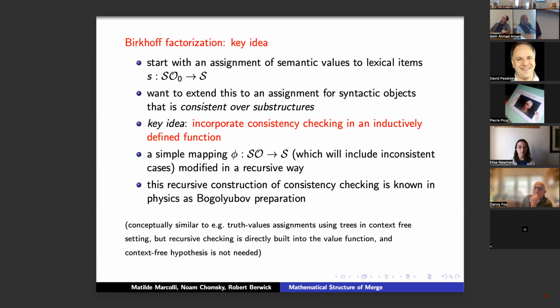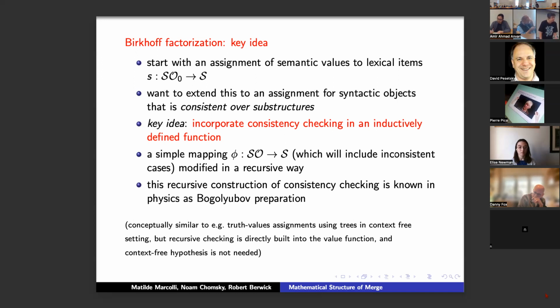The key of what the physicists do, and this is exactly where this Hopf algebra point of view is used, they want to have the checking of consistency incorporated in the function that they're computing. So it becomes a recursively defined function that as you compute it, it checks for you that everything is consistent, without you having to do two things separately, assigning the values and checking consistency. The assignment of values is already checking consistency.